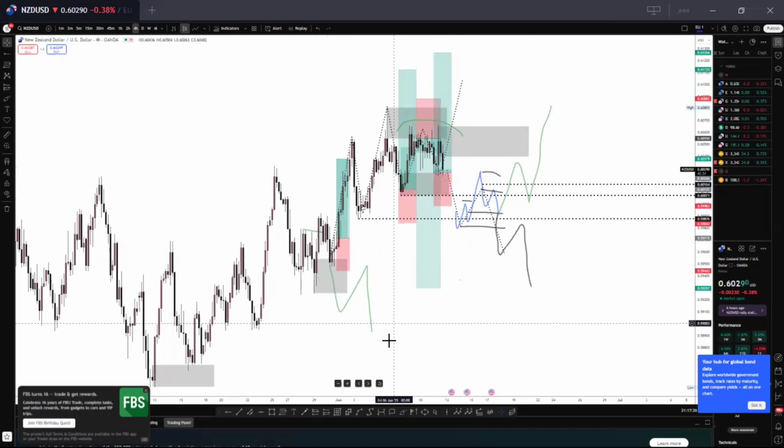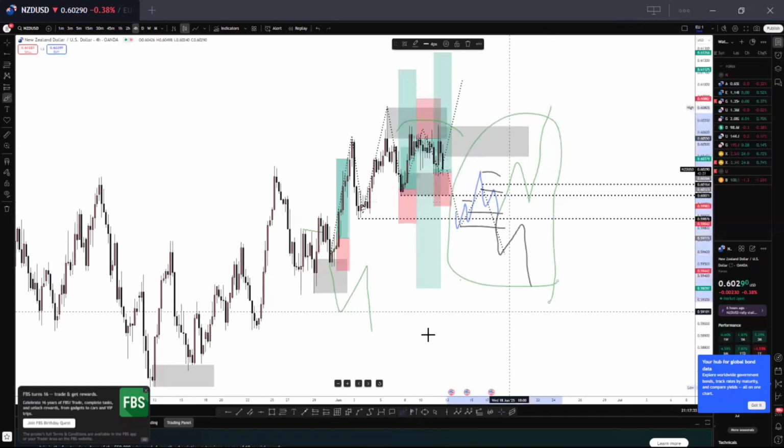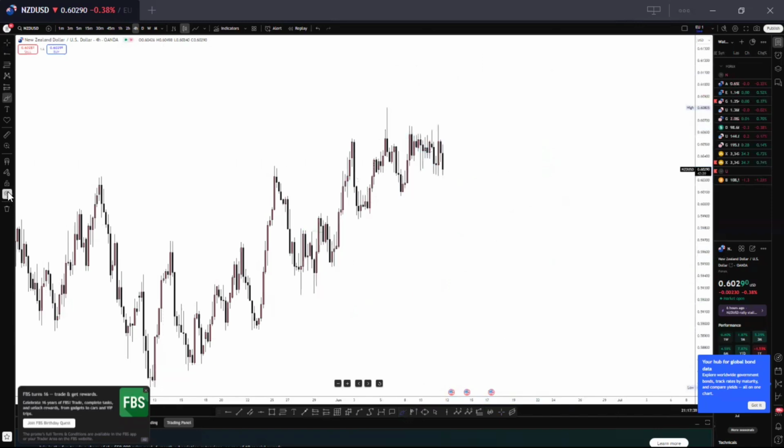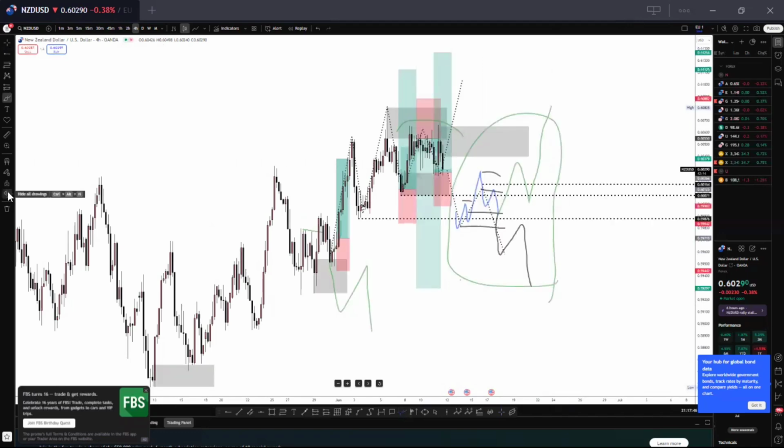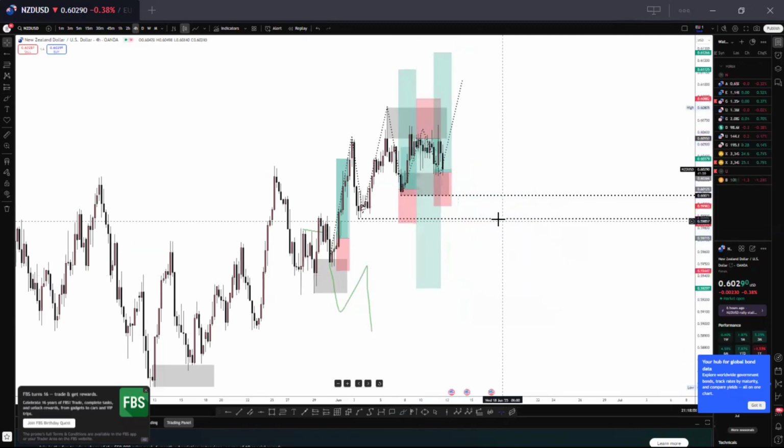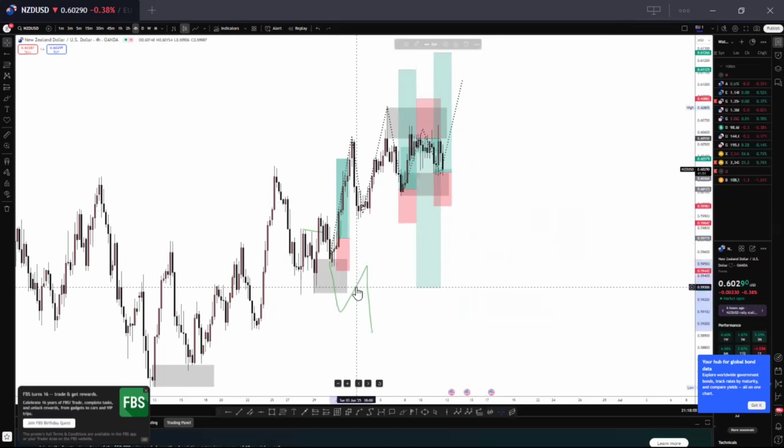Are you seeing this? So all this never happened. It never happened because this one was just a stop hunt, as the price reaches that resistance only, then it comes back. And let me take this out. Let me show you something.